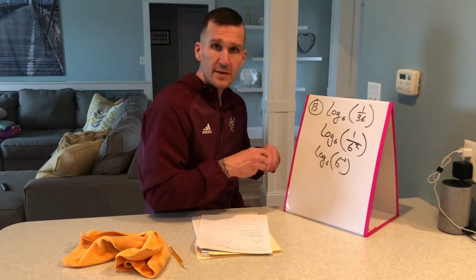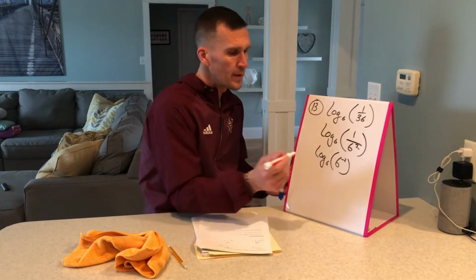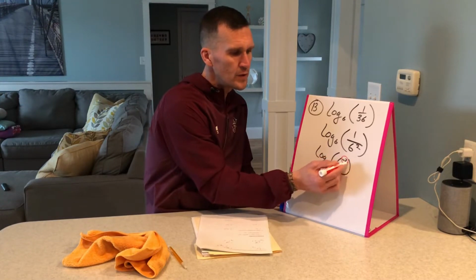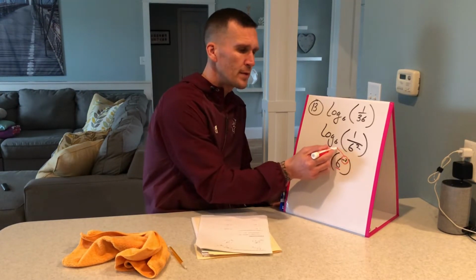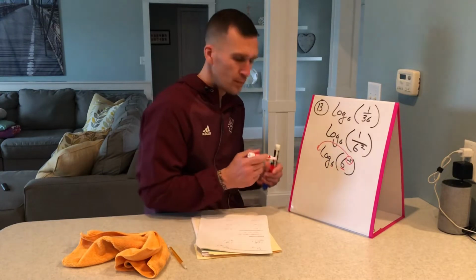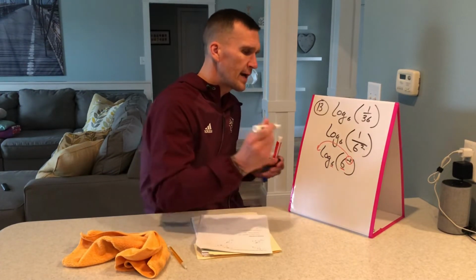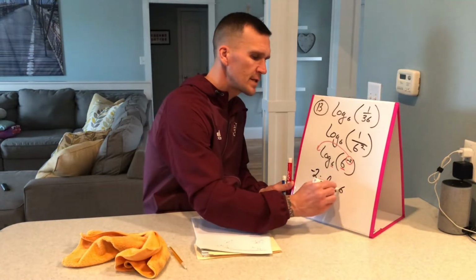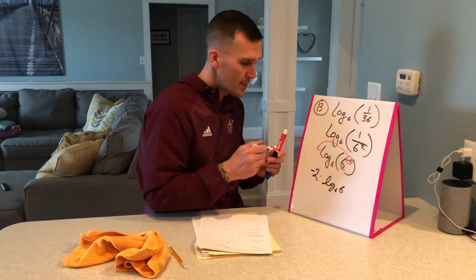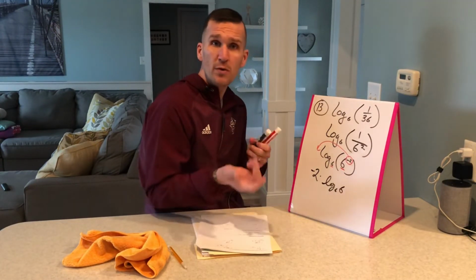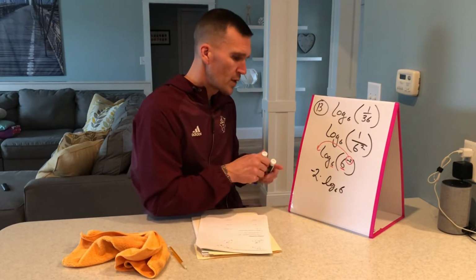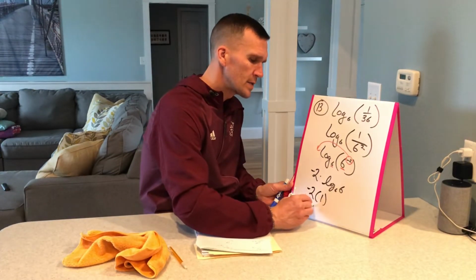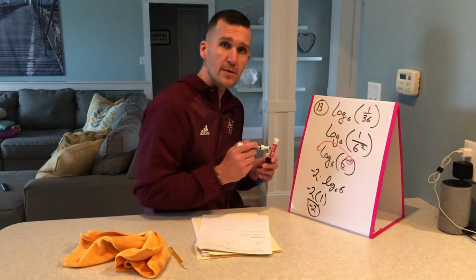Now that I have this set up, I can use my power property, because I want the 6 to match up with the 6, but I don't want this negative 2 to be here. So the power property says the power can come outside as a multiple, and I have negative 2 times log base 6 of 6. And since the base and the argument match up, using your equal base property from above, we know that that is 1. So I have negative 2 times 1, which is negative 2, my final answer.